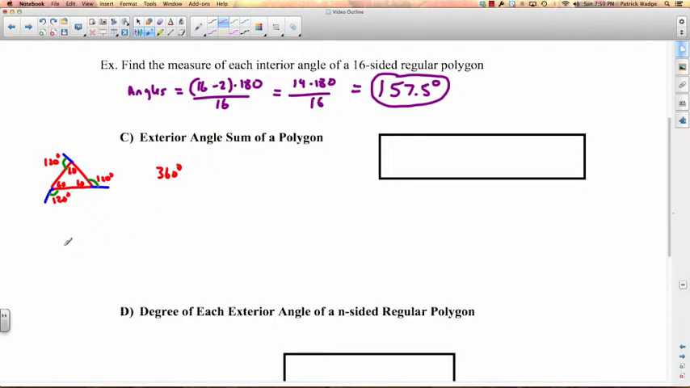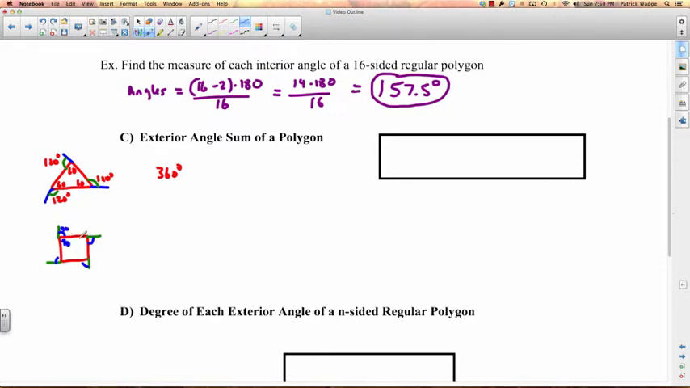Let's quickly do one more. We'll do a square or a rectangle. So I'm going to extend this one, and this one, and this one, and this one. The angles we're interested in are that one, and that one, and that one, and that one. And since this is 90, how much is this one?